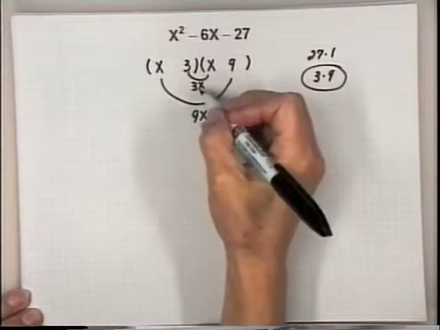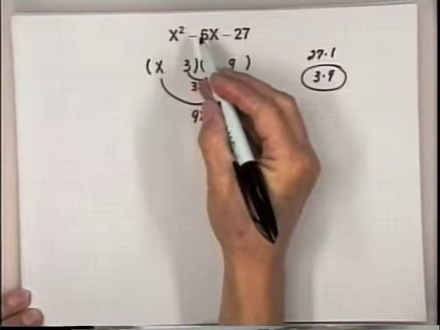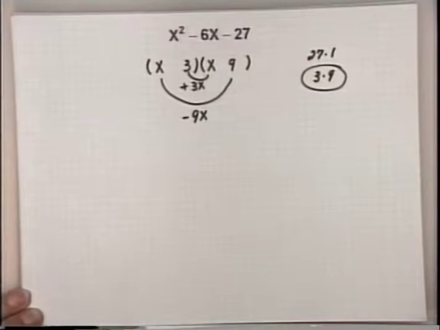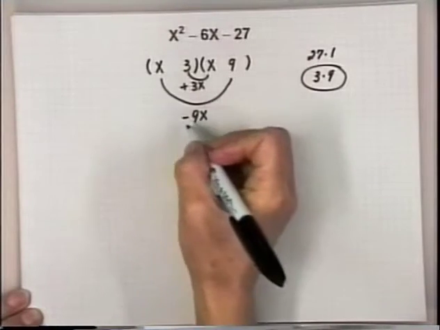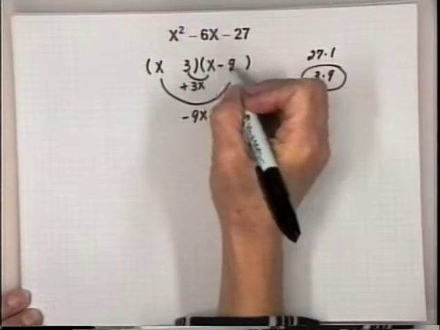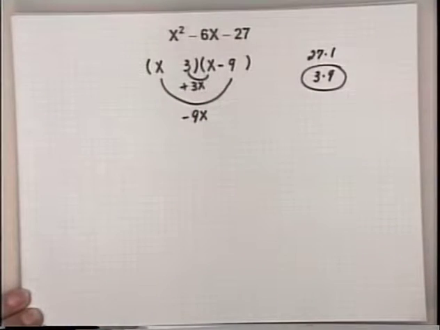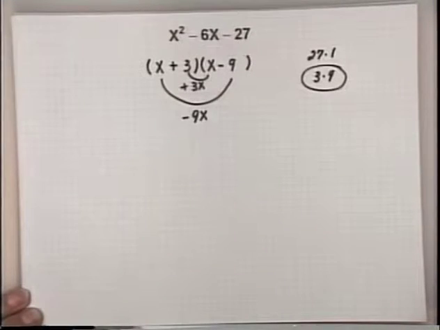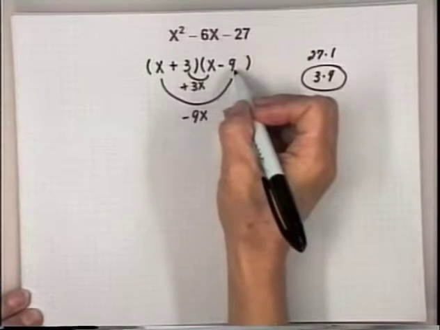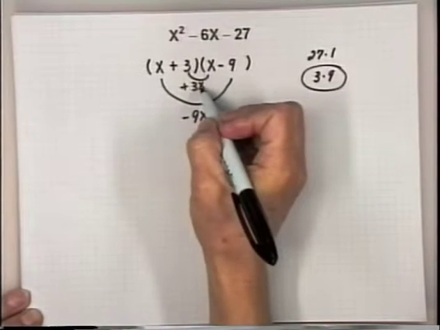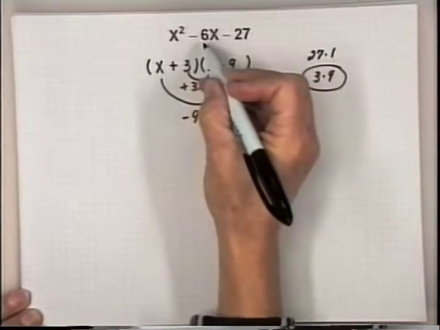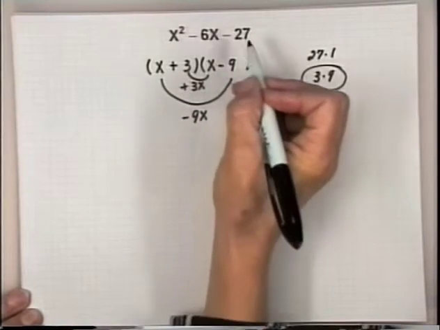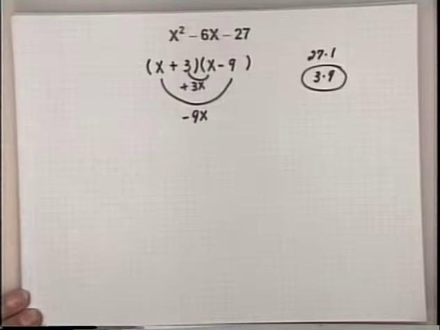If these have opposite signs and I want to get a negative 6x, I need to have a negative with the 9x and a positive with the 3x. That means my outside product will be negative 9x, and the negative sign goes with this factor. My inside product needs to be positive 3x, so the plus sign would go with that factor. My outside product is negative 9x plus 3x for the inside product gives me negative 6x for my middle term. And positive 3 times negative 9 gives me my negative 27 for that last term.